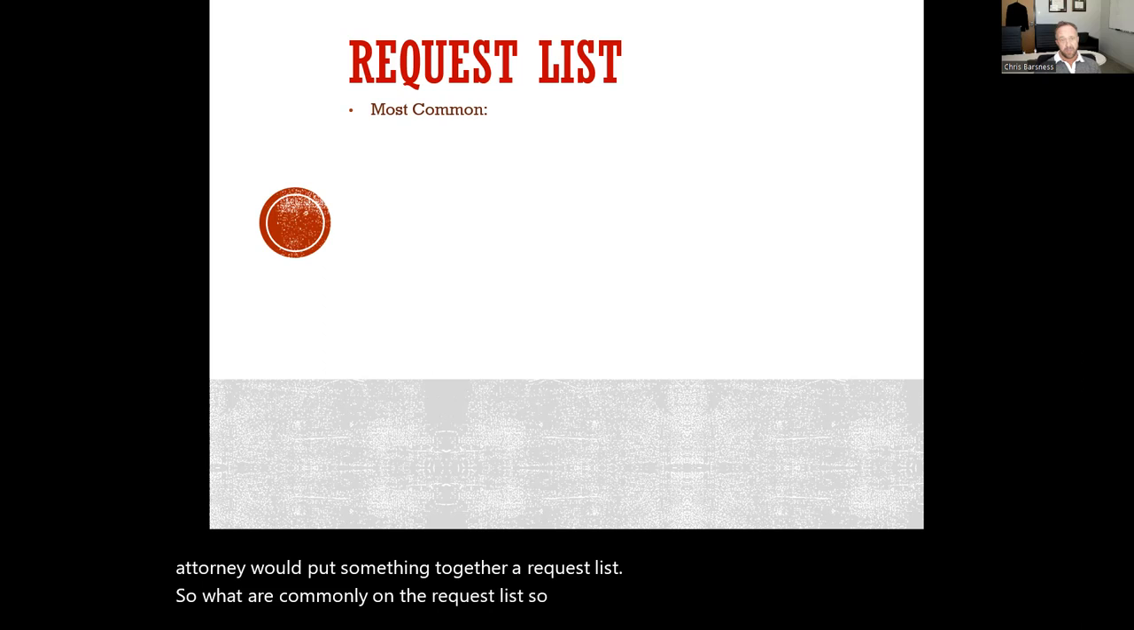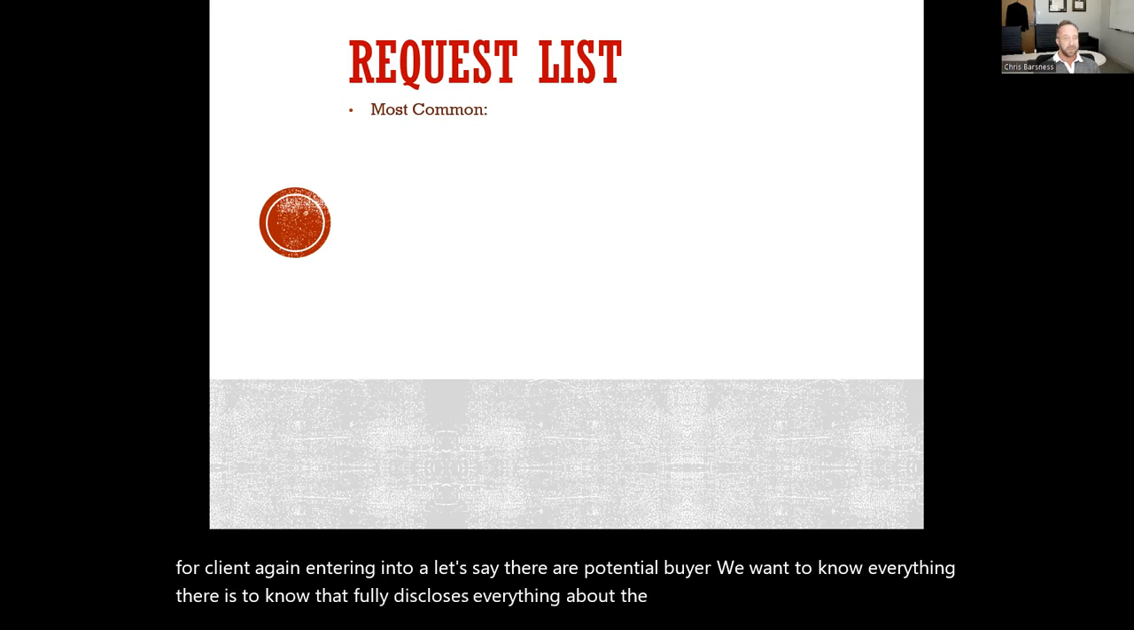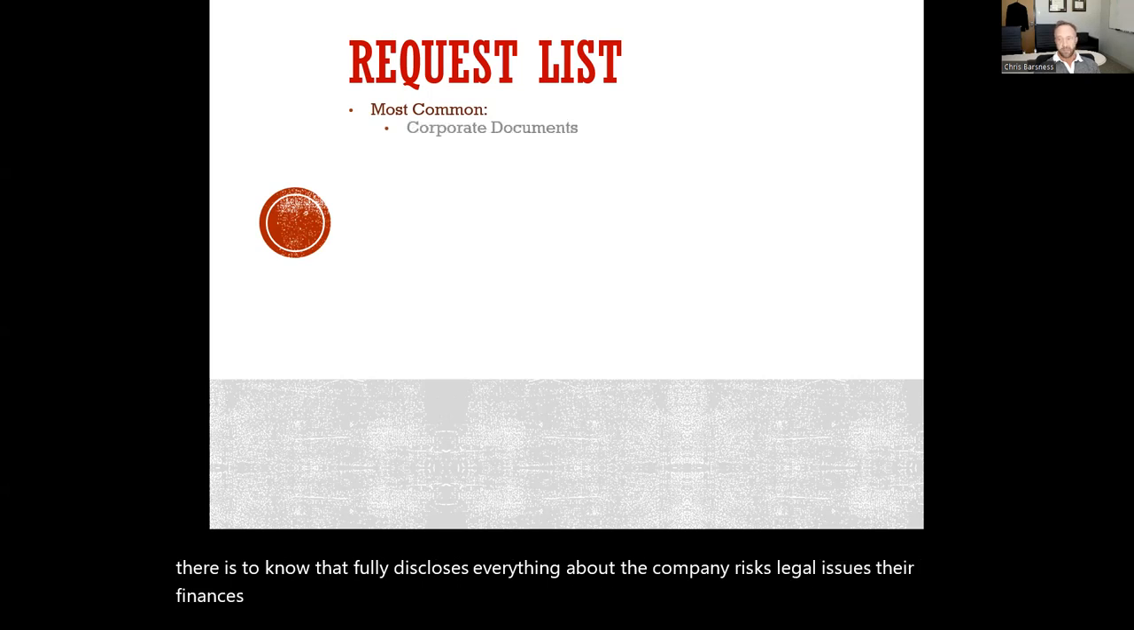So for example, when I put together a request list for a client who is a potential buyer, we want to know everything there is to know that fully discloses everything about the company: risks, legal issues, their finances, taxes. Typically what we'll ask for will be uploaded into a data room or some shared folder, things like corporate documents.